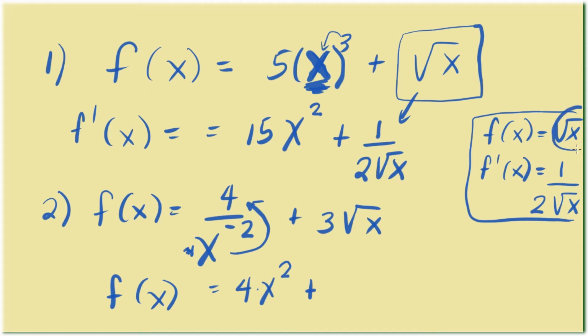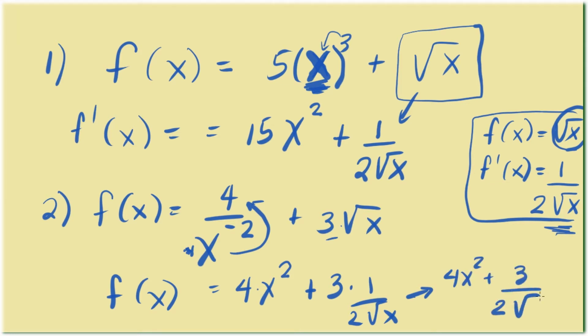Again, the derivative of square root of x is 1 over 2 square root of x. If there's a constant 3 right in front of that square root of x, you don't worry about that. It's just going to be 3 times whatever you memorize right here. So 3 times 1 over 2 square root of x. Simplifying, this is 4x squared plus 3 over 2 square root of x. So this is our derivative.